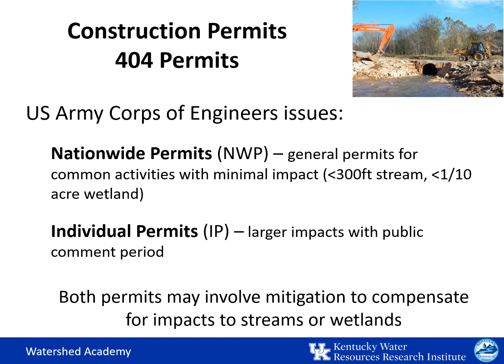404 permits, or construction permits, are issued generally in two different types: nationwide permits and individual permits. Nationwide permits are general permits for common activities with minimal impact, that is, less than 300 feet of stream impacted or less than a tenth of an acre of a wetland. Some common nationwide permits include number 3, maintenance activities; 12, utility line crossings of streams; 13, which is bank stabilization; 14, road crossing of streams; 21, surface mining activities; 27, stream and wetland restoration; and 39, development. Individual permits are larger impacts with a public comment period. Both permits may involve mitigation to compensate for impacts to streams or wetlands that result as part of the construction process.